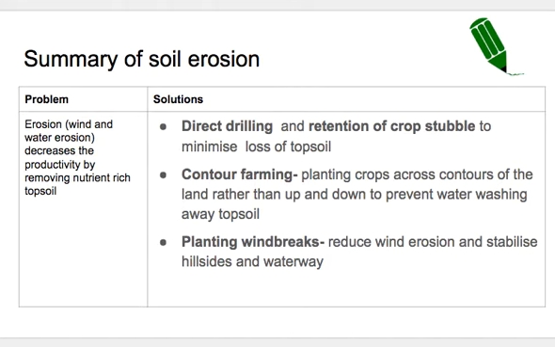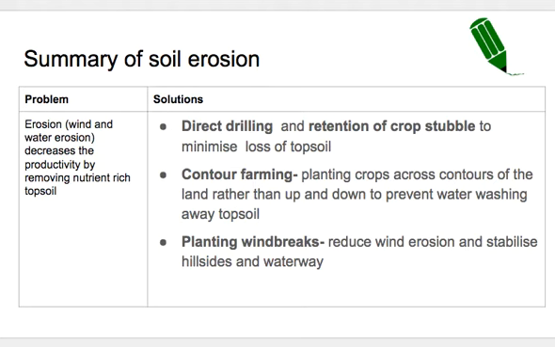So this is a summary of soil erosion, which we've just gone through. So the problem with erosion, and this can be caused by wind or water, it actually decreases the productivity of the land by removing that nutrient-rich topsoil. So some of the solutions which farmers will undertake are direct drilling and also the retention of crop stubble, and this will help minimise the loss of topsoil.